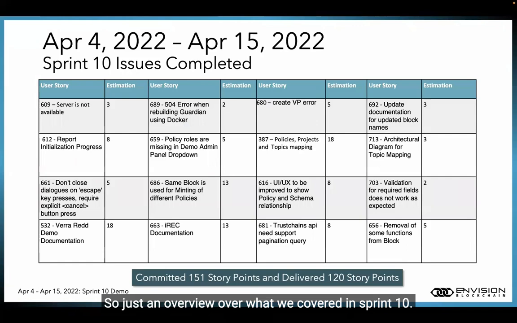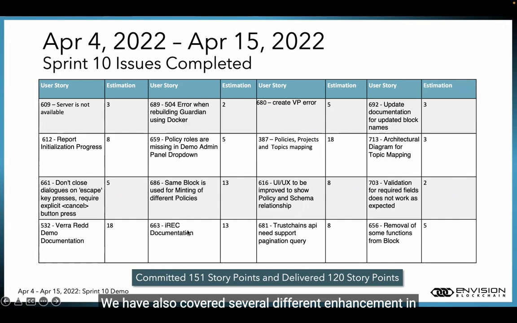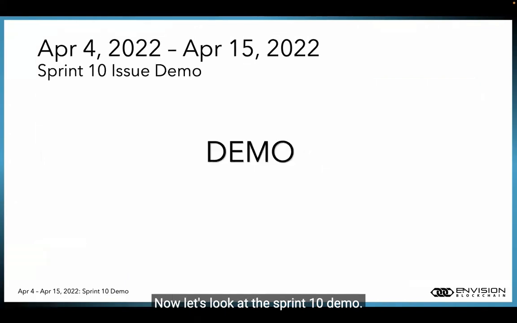So just an overview of what we covered in Sprint 10. In Sprint 10, we committed to 151 story points, and then we delivered 120 story points. These story points include policy, projects, and topics mapping. We have also covered several enhancements in the documentation, which is Vera-Red documentation, IREC, new documentation. We have also worked on some of the bug fixes, which is 609, 612, 680, and so forth. Now, let's look at the Sprint 10 demo.